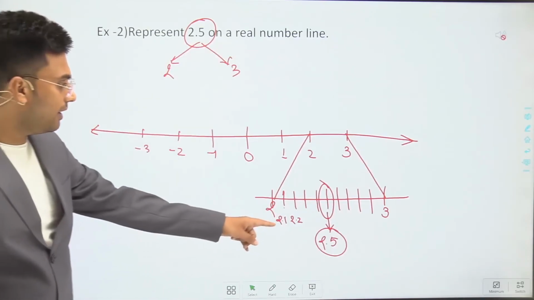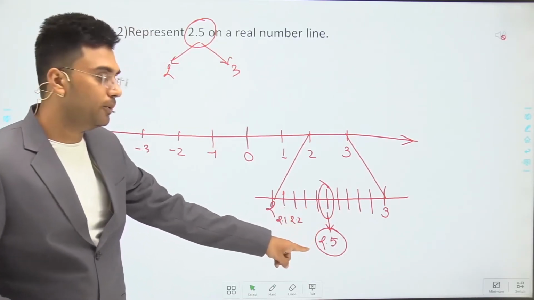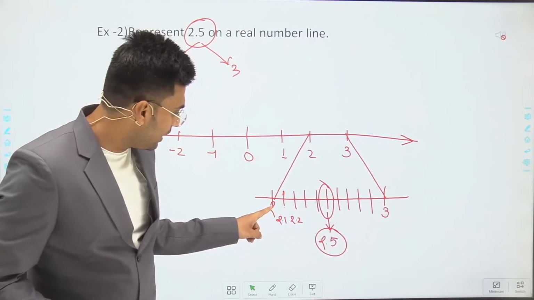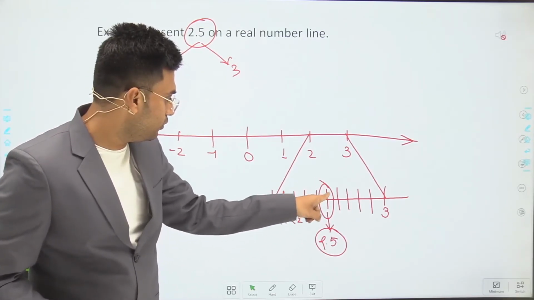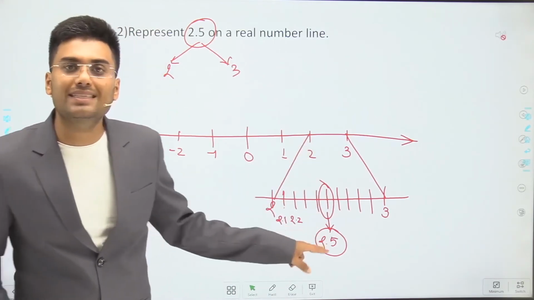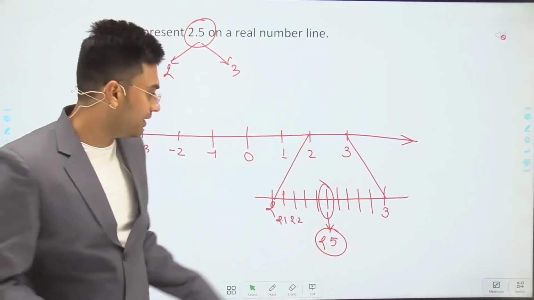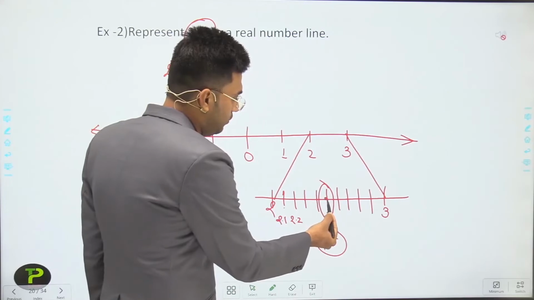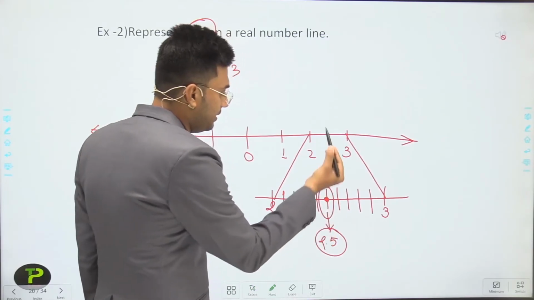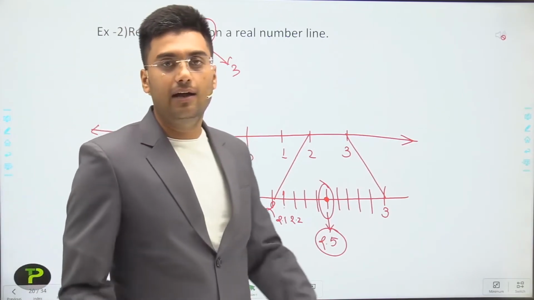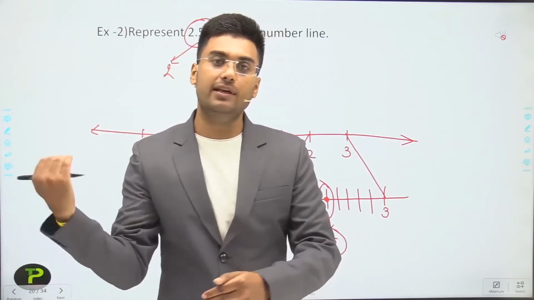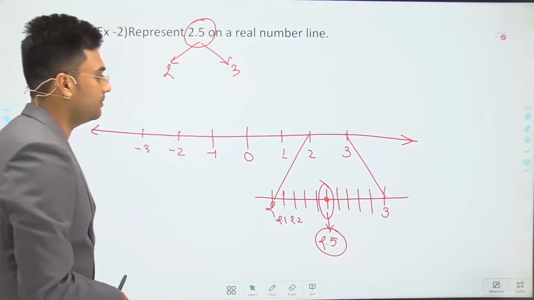We were required to represent 2.5. So after the 2 it is 2.1, 2.2, 2.3, 2.4, 2.5. So this number is 2.5, and our point 2.5 is represented here. This process is magnification. And what is successive magnification? Let us understand in the next example.